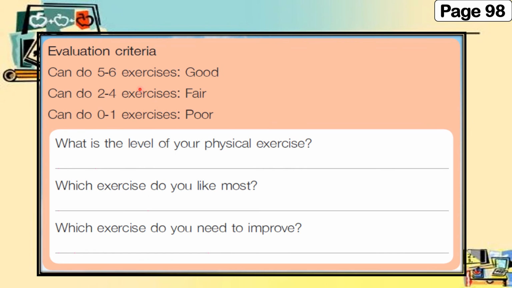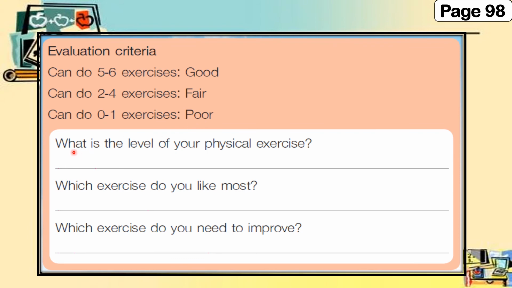Now this time, we have here the evaluation criteria. So, can do 5 to 6 exercises. If you can do the 6 exercises, you put good on this part. If you can do 2 to 4 exercises, then you are fair. And if you can do 0 or you can do only 1 exercise, you are poor.